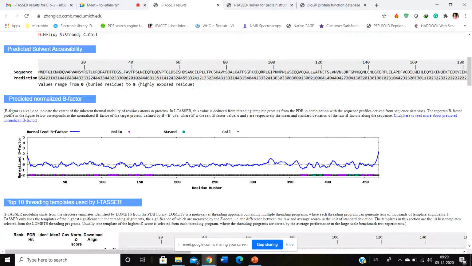Now they also help you predict the normalized B factor. Now you know what is B factor. B factor determines how flexible your molecule is, how much your molecule can vary from the original position.